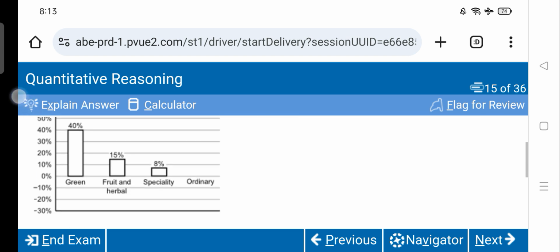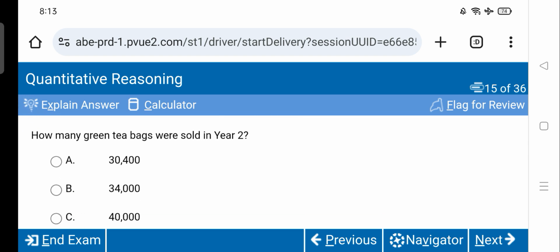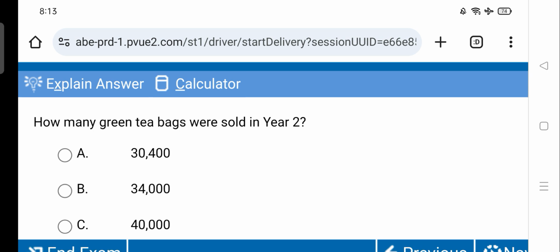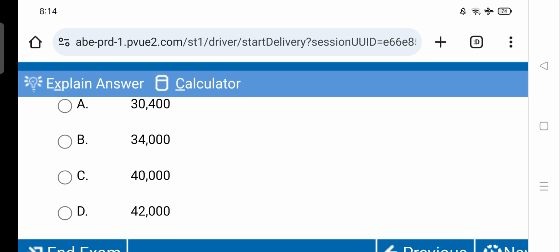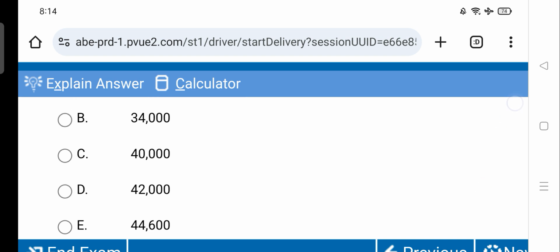Using the same information that is given here, the question is how many green tea bags were sold in year 2? Option A, 30,400. Option B, 34,000. Option C, 40,000. Option D, 42,000. Option E, 44,600.